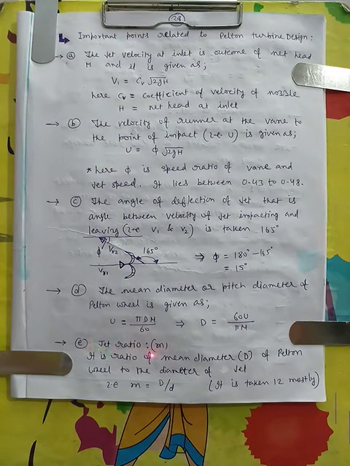And jet ratio is represented by M, and jet ratio is the ratio of mean diameter of the wheel to the diameter of the jet. If jet diameter is small d and runner diameter is capital D, then M will be equal to capital D by small d. It is taken as 12 mostly. But if it is given in the question, then you can't take 12. But if not given, you can take it as 12.